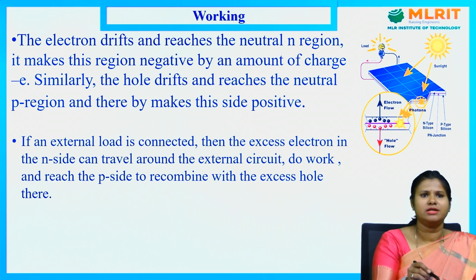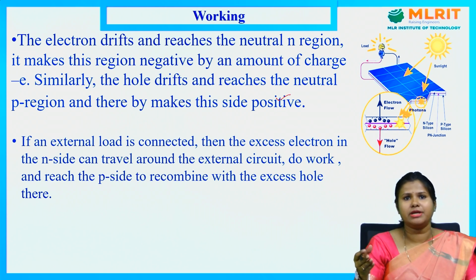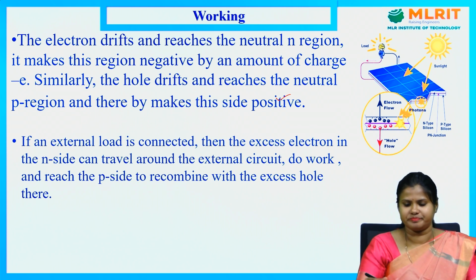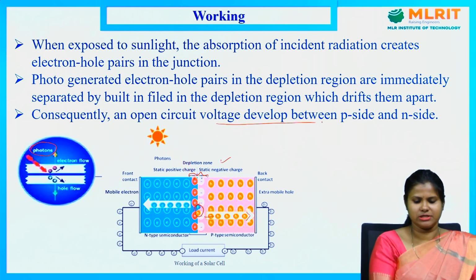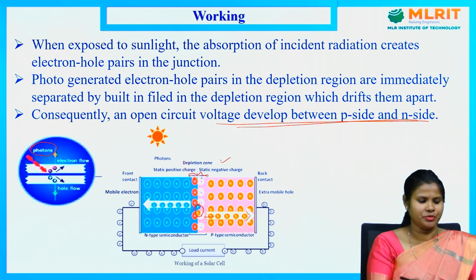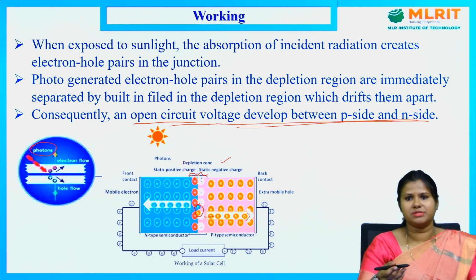Now when this electron drifts and reaches the neutral n region, it will make that n side more negative with an extra negative charge. Similarly, this hole will drift towards the p side and make the p side more positive. That's why some potential difference will arise inside the solar cell. Some built-in potential will arise here. Now this potential which is developed will be the open circuit voltage. So some open circuit voltage will be developed between the P side and N side.